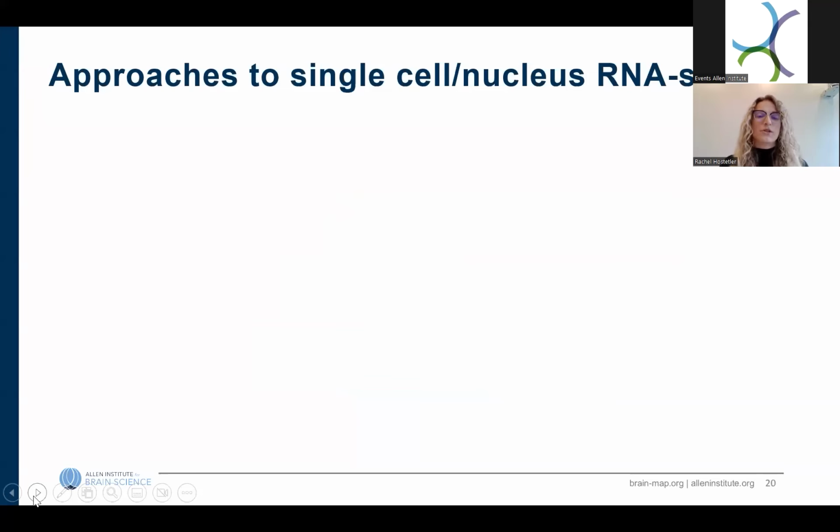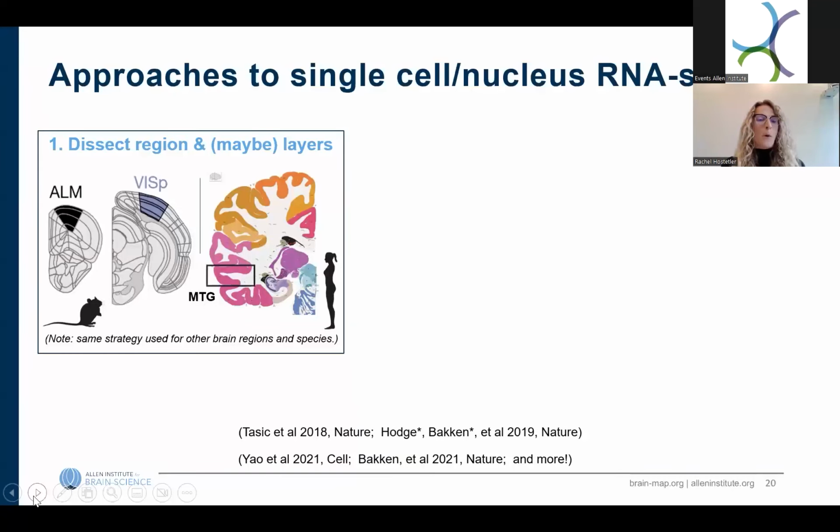And so what are some approaches to single cell or single nucleus RNA sequencing that the Allen Institute uses? In some of our experiments, we dissect different regions of the brain, both in mice and human. Sometimes, depending on the experiment, individual layers within the cortex are actually dissected. So the first step is to dissect the region that you're interested in from your sample.